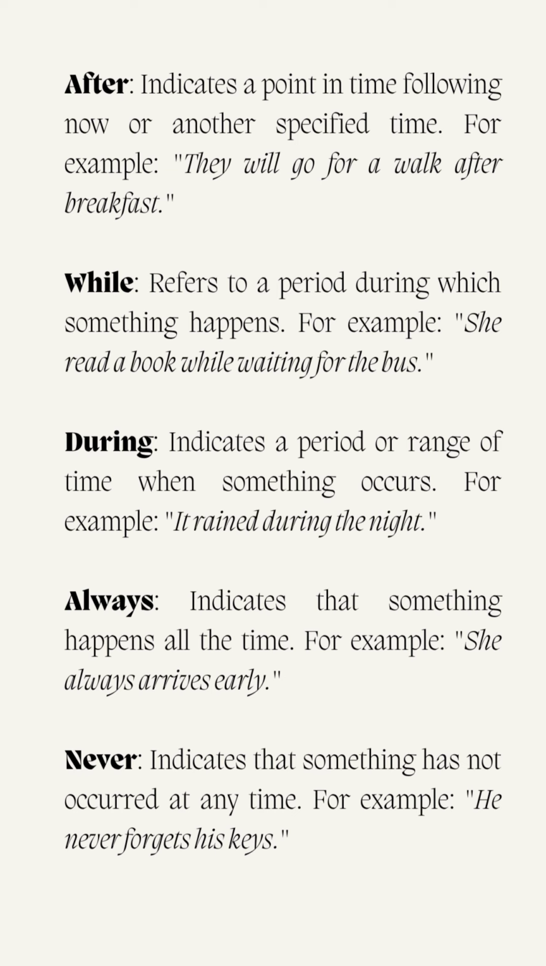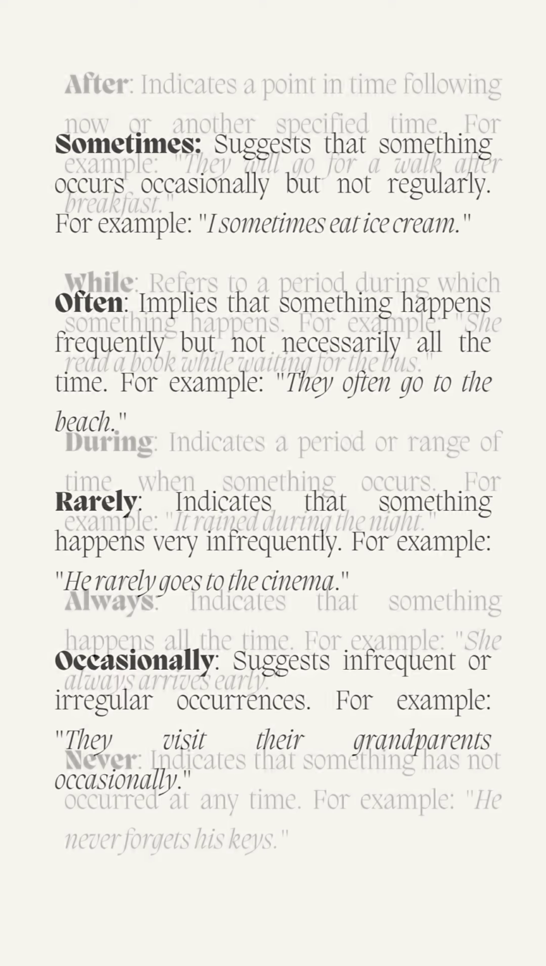Always indicates that something happens all the time. For example, she always arrives early. Never indicates that something has not occurred at any time. For example, he never forgets his keys.